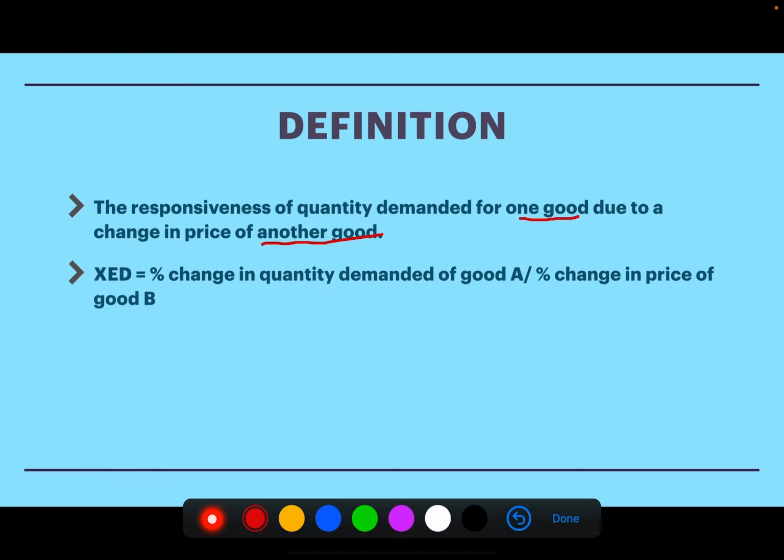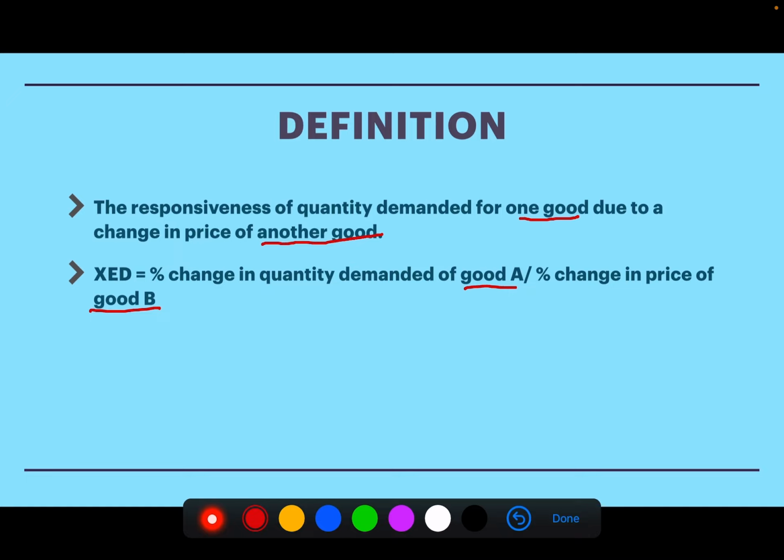The formula, again, is very similar to the price elasticity formula, except what we've got in there is good A and good B. So that could be baked beans and spaghetti hoops, or it could be baked beans and toast. So it's the percentage change in quantity demanded of good A divided by the percentage change in price of good B. The bits that I've underlined are the bits that are different to your price elasticity formula, but otherwise all the bits are the same.